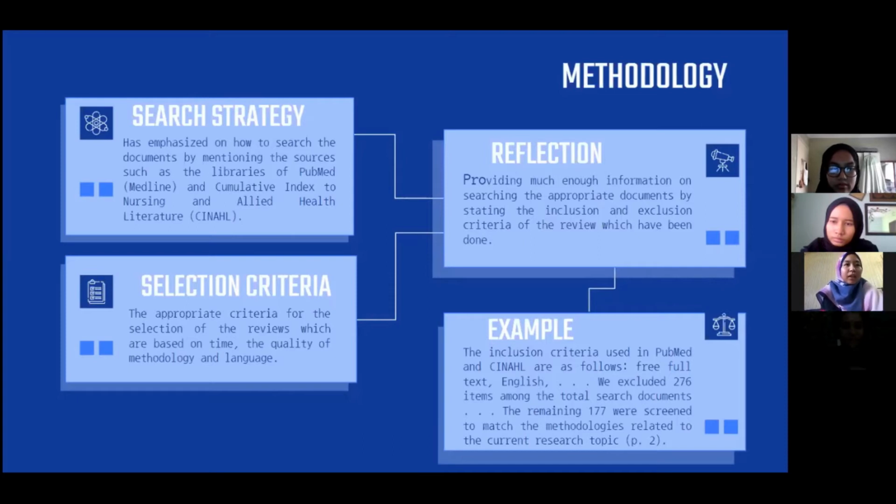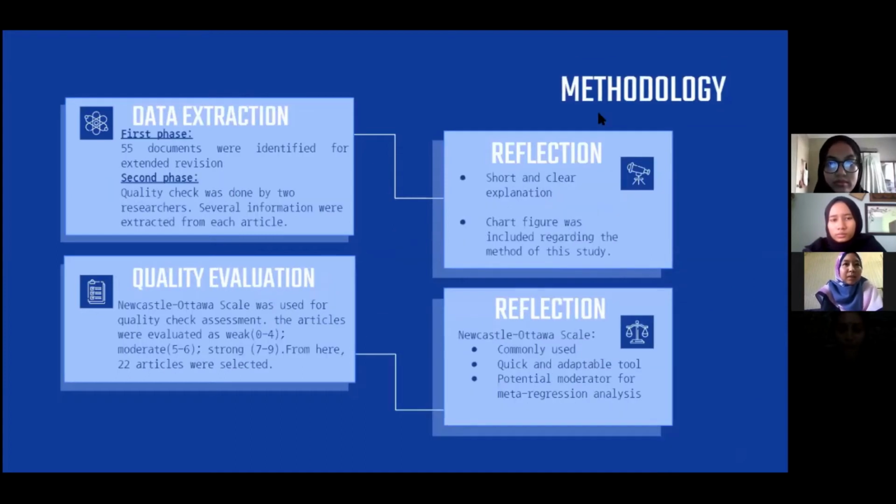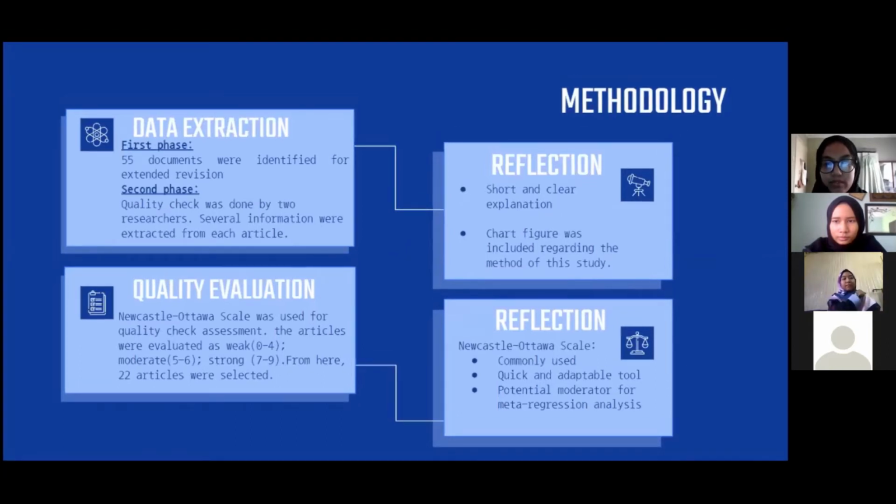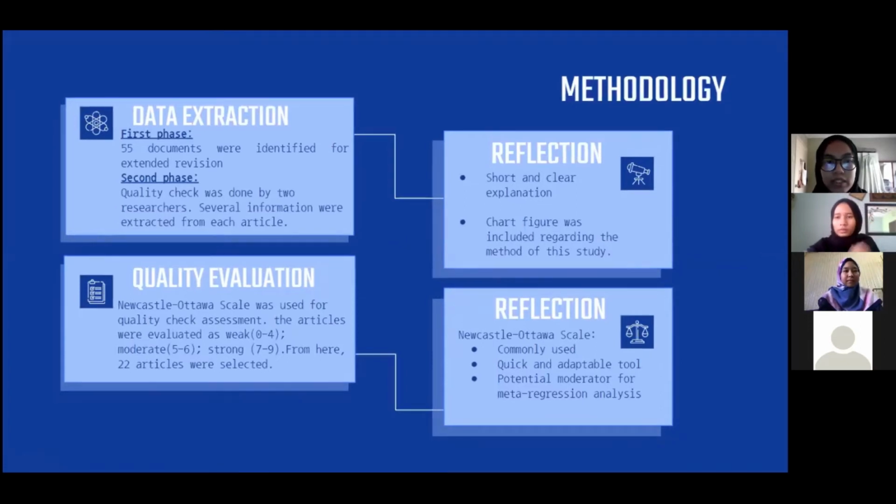Okay, thank you, Pira. So moving on to the next panel, Anis Natasha. Can you explain the method that has been done by the researcher and do you have any reflection regarding the method? Okay, thank you, Ms. Ayumi. So I'll continue with the methodology.